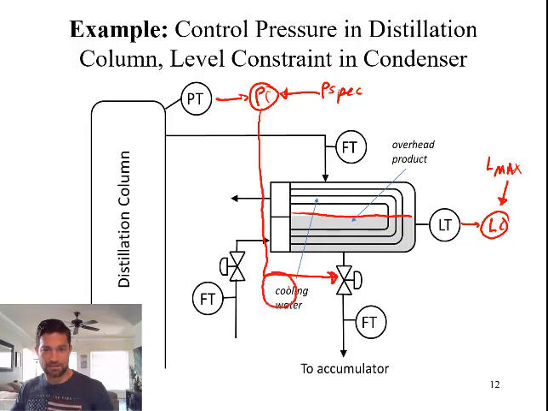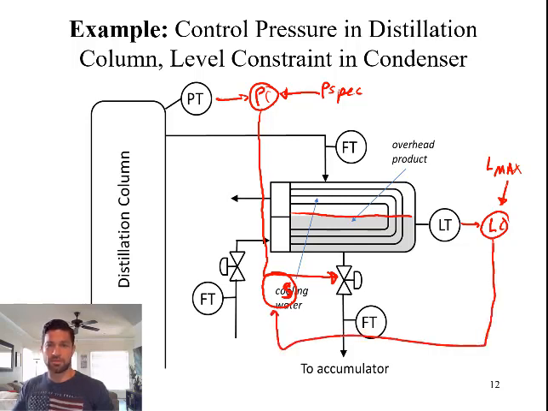So I'm going to go ahead and put a select controller right here. So we decide between our pressure control loop and our level control loop. So level control loop. In order to get this to the maximum level, I want to close this valve. Close valve. So this would be a minimum flow to get me to the maximum level. So since this is a minimum flow, this would be a select controller.